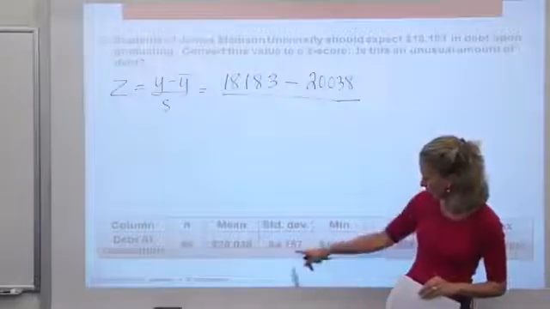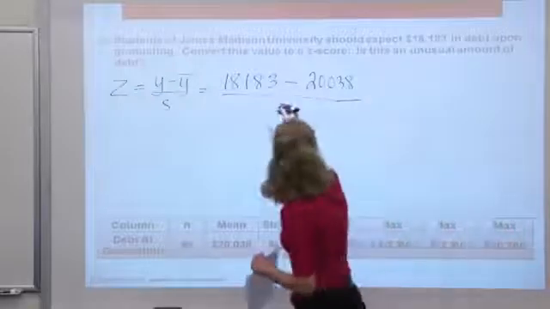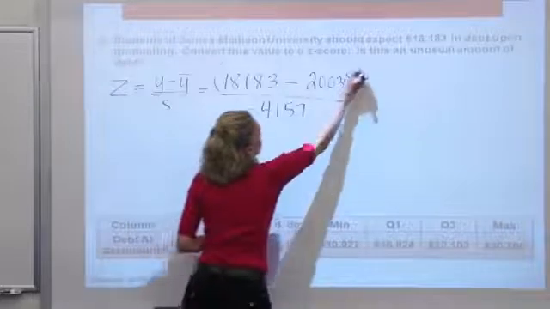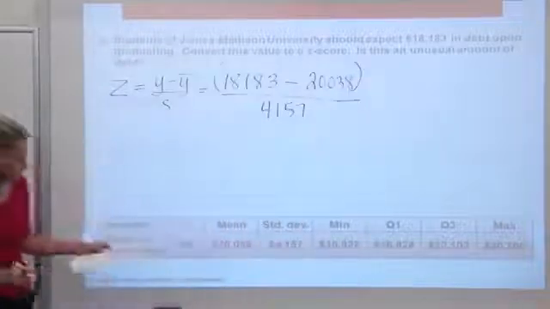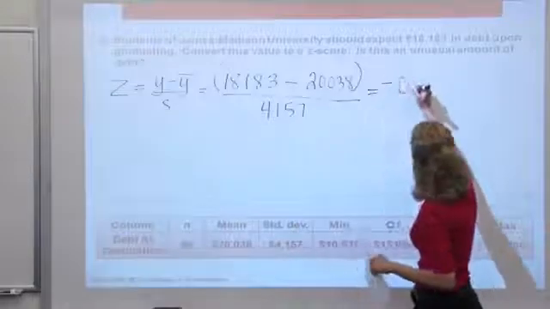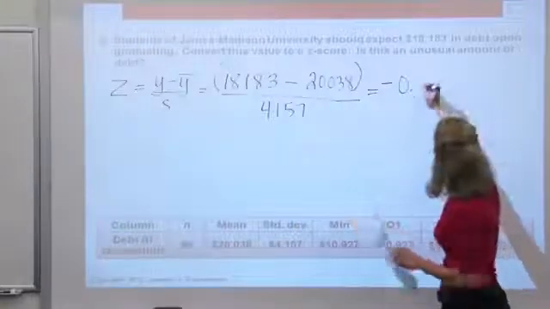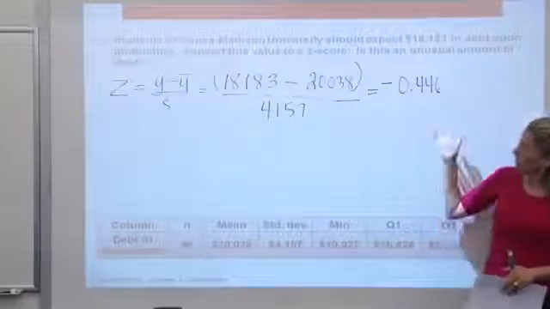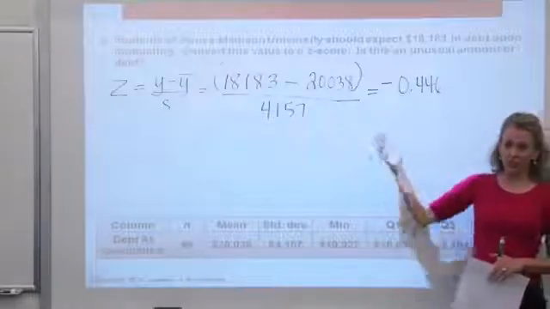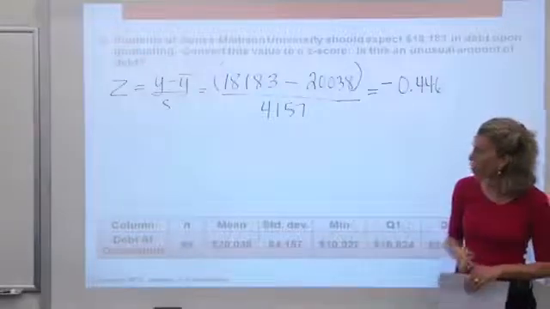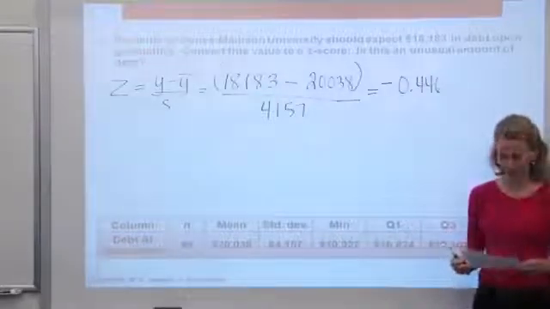So the standard deviation was 4,157. And again, just make sure you take that entire difference divided by the standard deviation. And we'll end up here with a negative 0.446. So JMU is not quite a half a standard deviation below the average debt at graduation for all the schools that were in this data set.